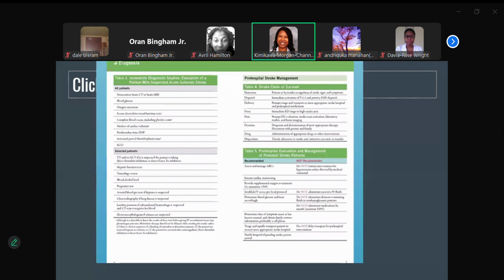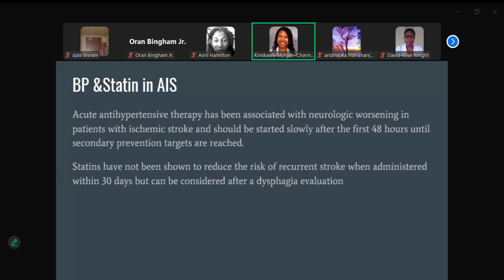So the patient gets to the ward. How you manage them, and part of that is management of the blood pressure.